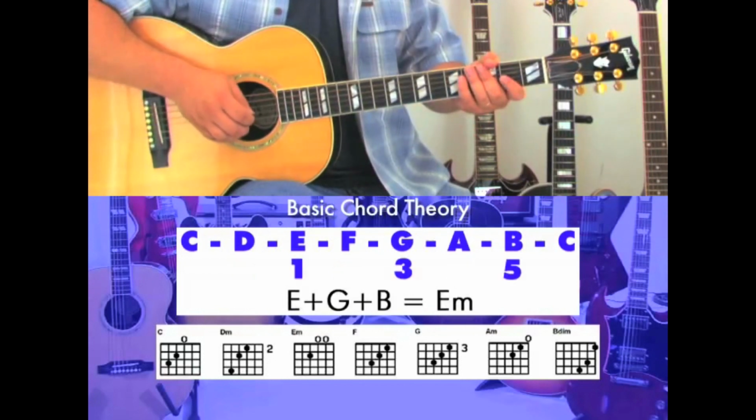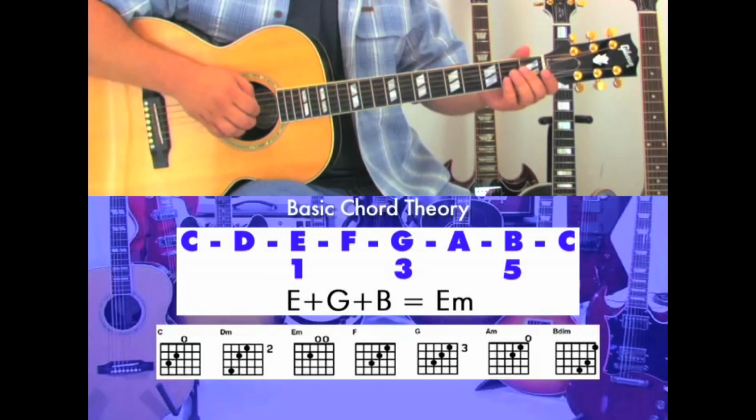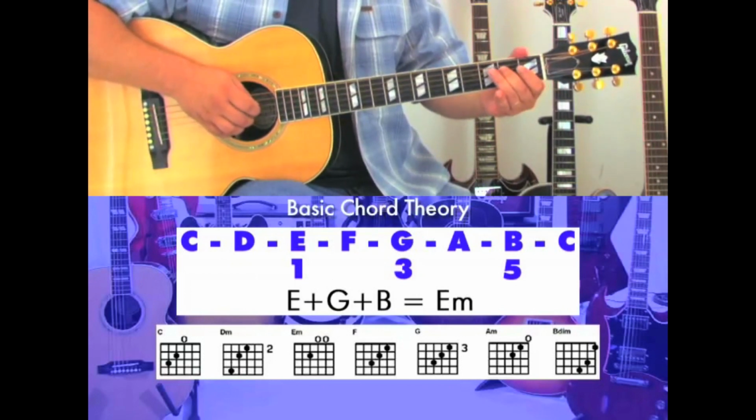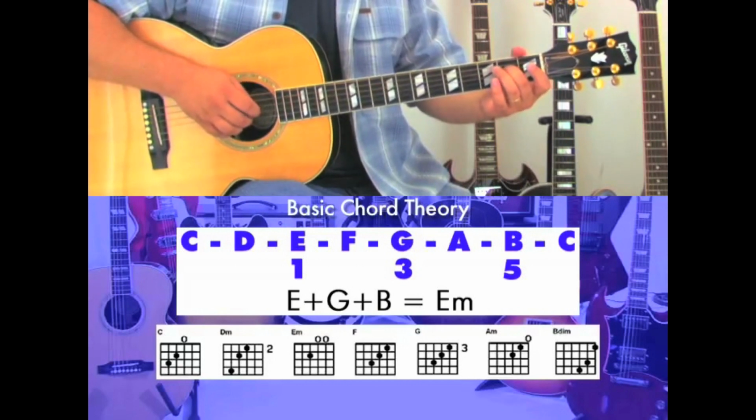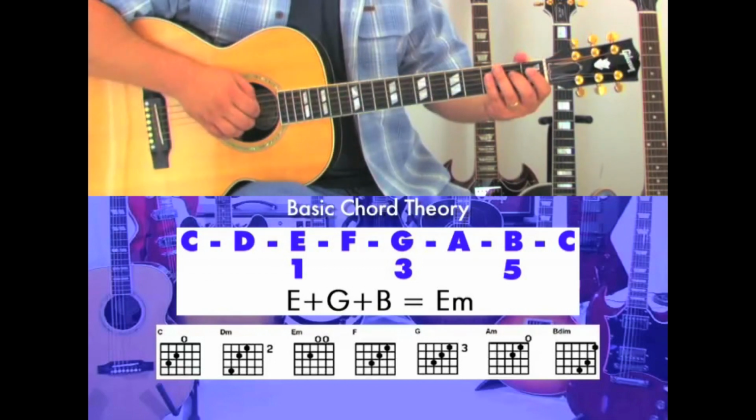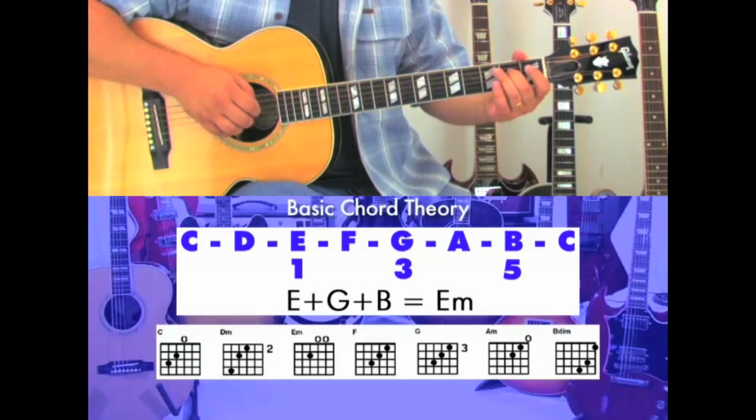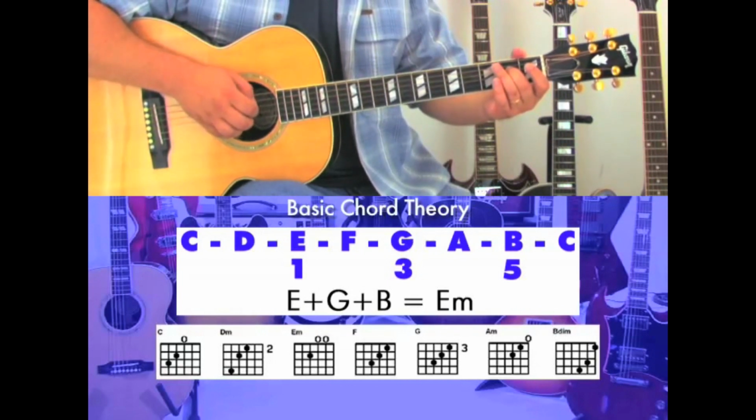To build the third chord in the key of C, start with E. When we apply the 1-3-5 chord formula, E is our first, or chord root note, G is the third, and B is the fifth. G is a minor third, or 1.5 steps from E. So our third chord in the key of C is E minor.